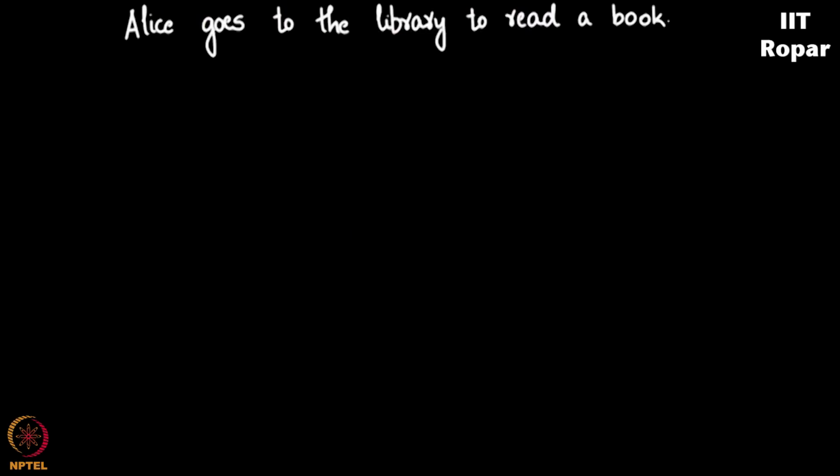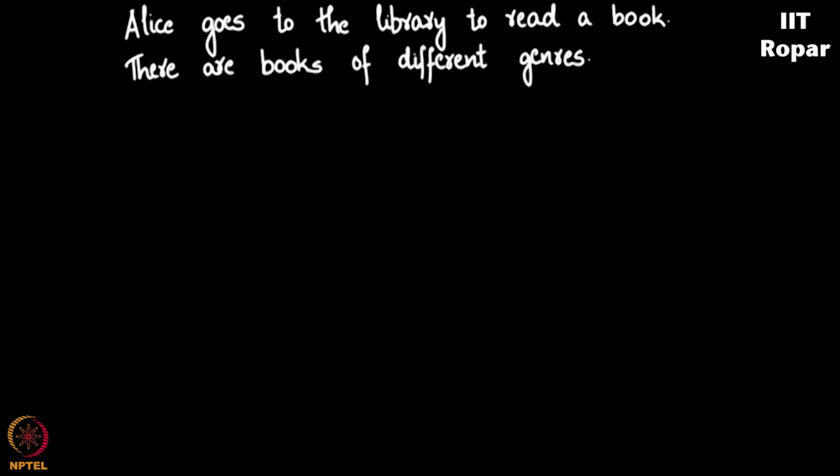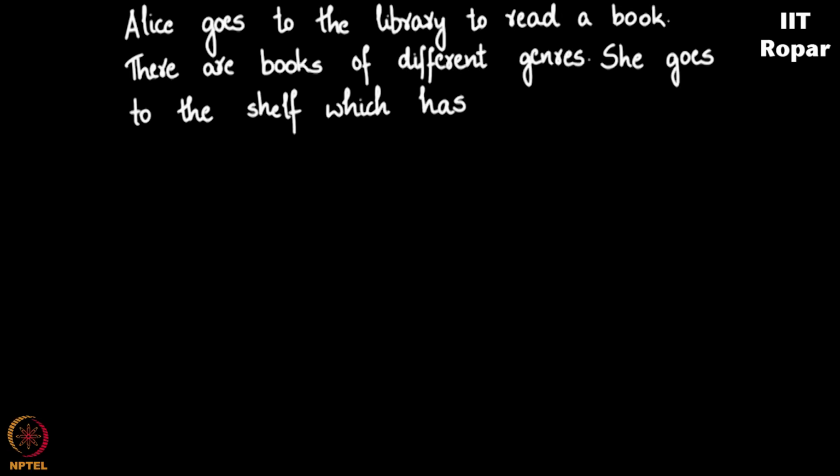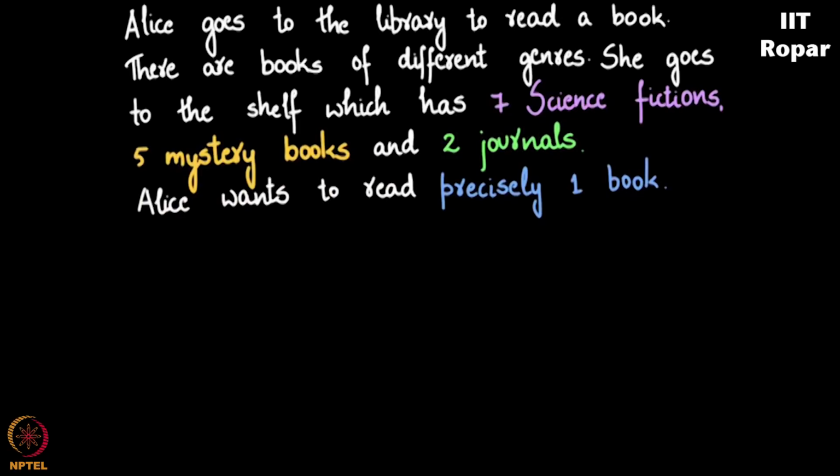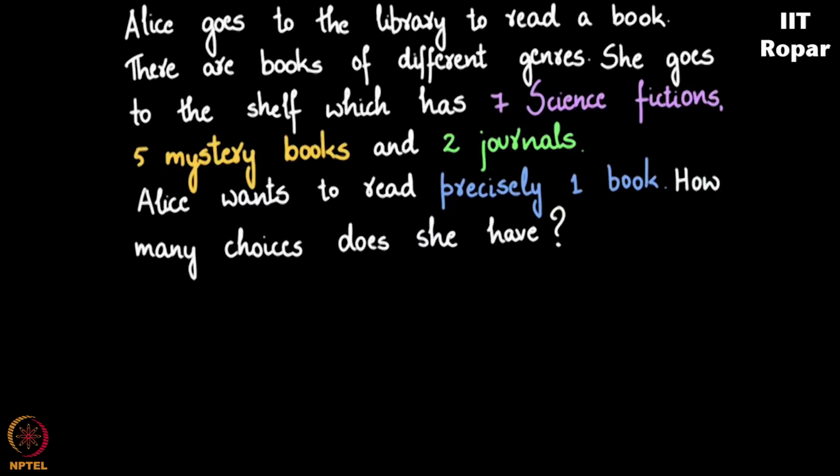Alice goes to the library to read a book. And the library has books of different genres. Alice goes to the shelf where there are 7 science fictions, 5 mystery books, and 2 journals. But Alice wants to read precisely 1 book. Now the question here is, how many choices does Alice have?